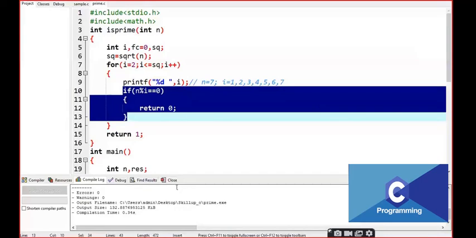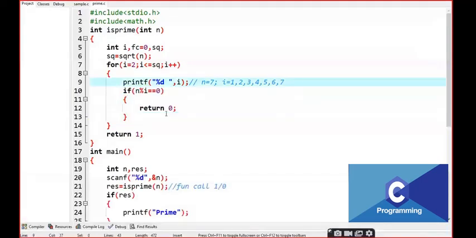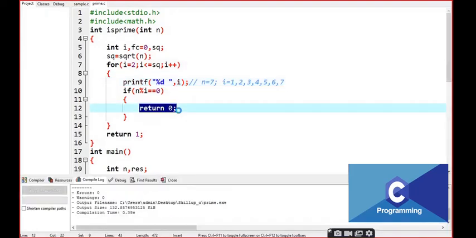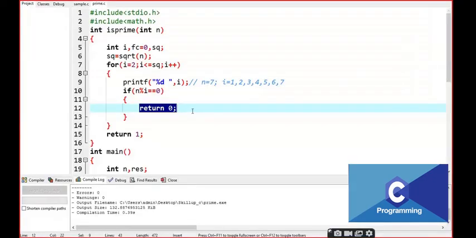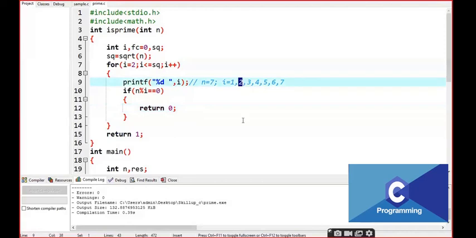If it is divisible by any value, it is not returning anything; it is going to be written. That's it. Nothing else. That's why for 100, it is repeated only one time, because 100 is divisible by 2. That's why it comes out of the loop, and then it comes out of the function also. That's why it is repeated only one time for 7.